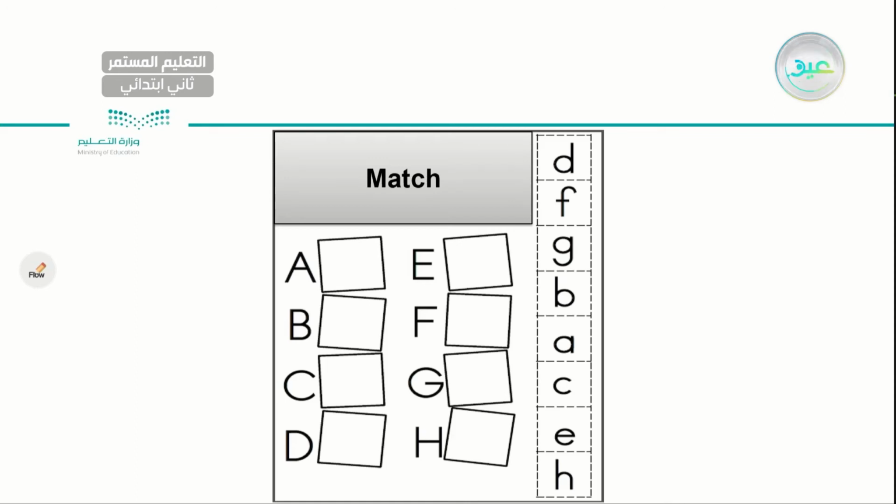Now let's try to match. Here, I have all the capital letters to your left, and to your right, I have them all in small letters. Let's go ahead and try to complete. So, for example, I have capital A. Try to help me. Where is the small a, my dear student? Where is the small a? Excellent, that is the small a. Very good. Let's go to the next one. B. Capital B. Where is the small b? Excellent, my dear student. Small b.